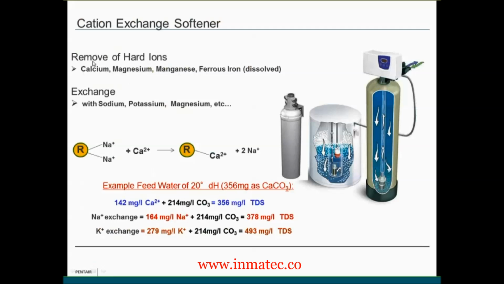Cation exchange softener removes hard ions, calcium, magnesium, ferrous, dissolved iron, to be exchanged with sodium, potassium, and this is how it works. Example, feed water of 20 degrees hardness, which is 356 ppm. You put in this amount of calcium plus this amount of carbonate, you get the total amount. Sodium exchange, we get 378 total TDS. If you use potassium, you get 493 total TDS.